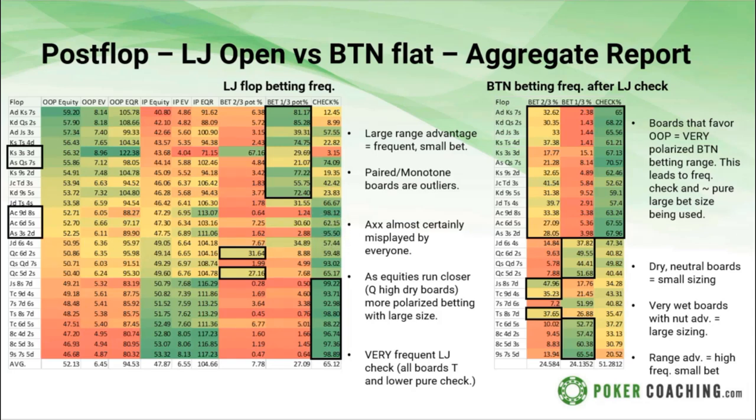In my opinion, the most important board types to really look at from low jack open versus button flat is when the low jack doesn't have a range advantage, which starts right here and down. The solver very clearly shows us that when we open from the low jack and the button flats on boards where we don't have a range advantage, which includes all 10 high flops and lower, we should just be checking our entire range. It's a very clear strategy that the PioSolver is showing us here.